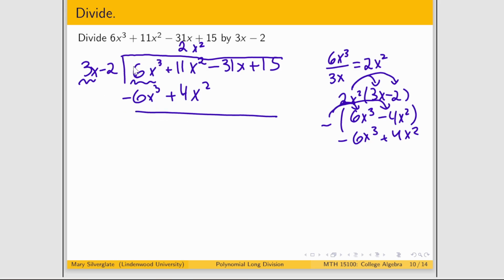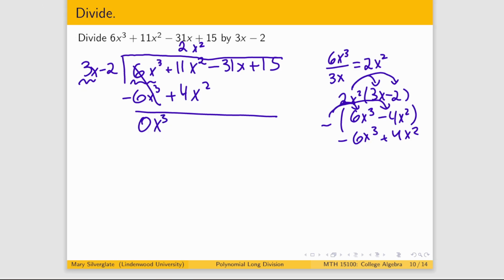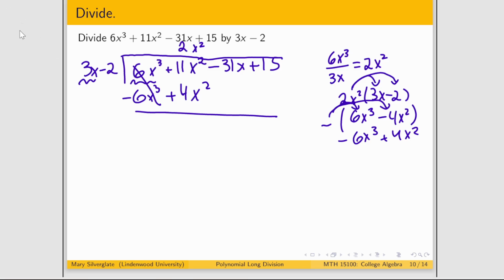6x cubed minus 6x cubed is going to leave us with 0x cubed, which is what I want. I'm not necessarily going to explicitly write that, but that's really what I've made when I've canceled that out. 11x squared plus 4x squared gives us 15x squared, and then I just drop down my other terms.